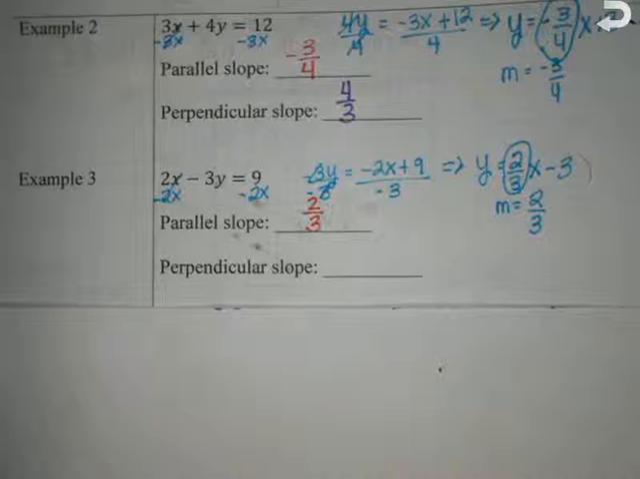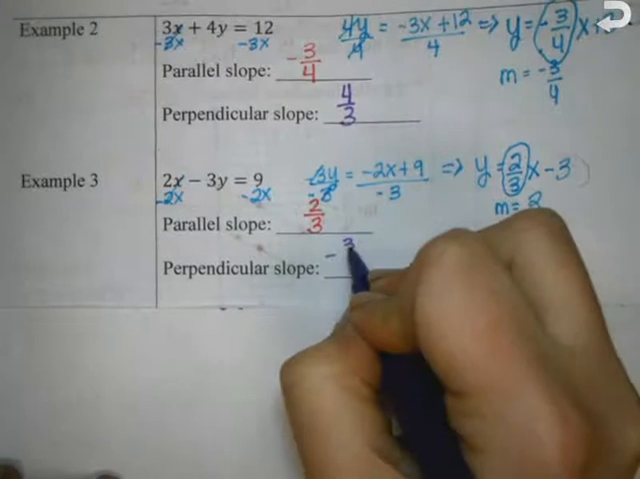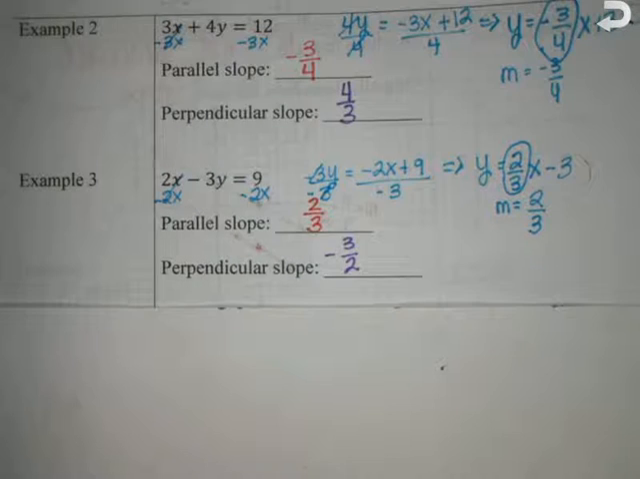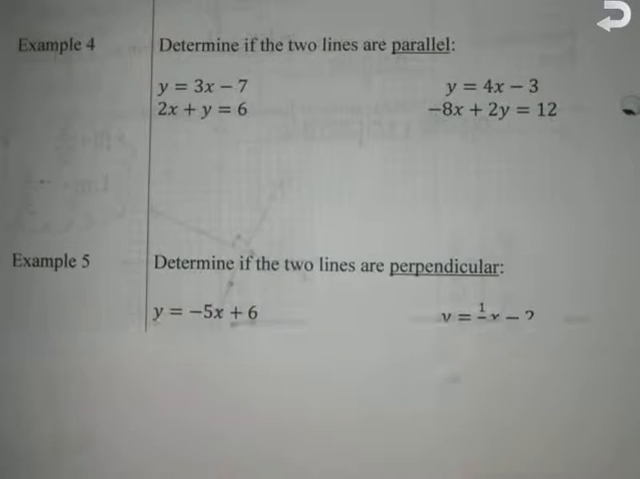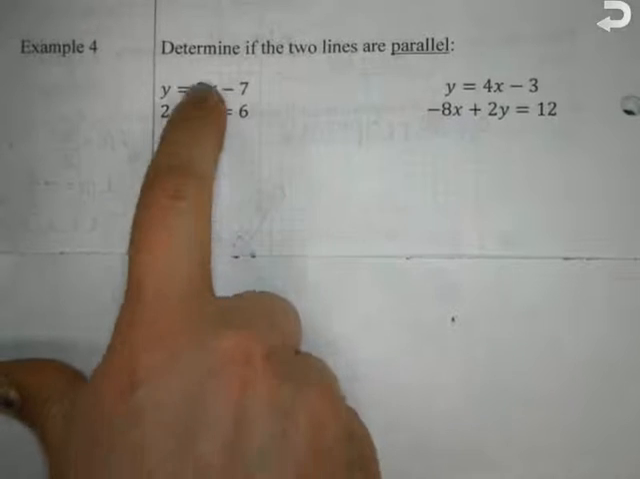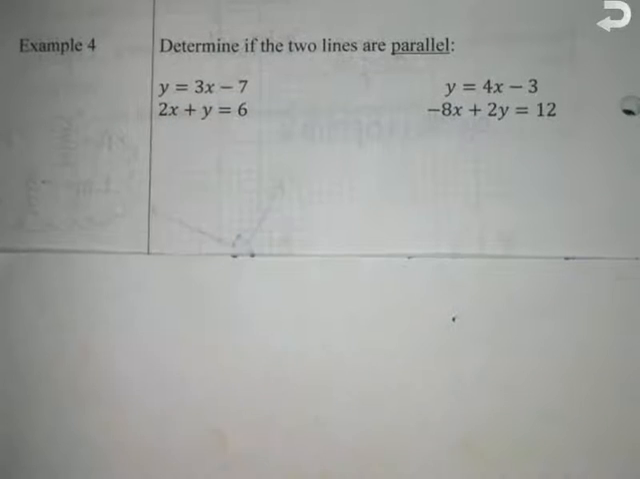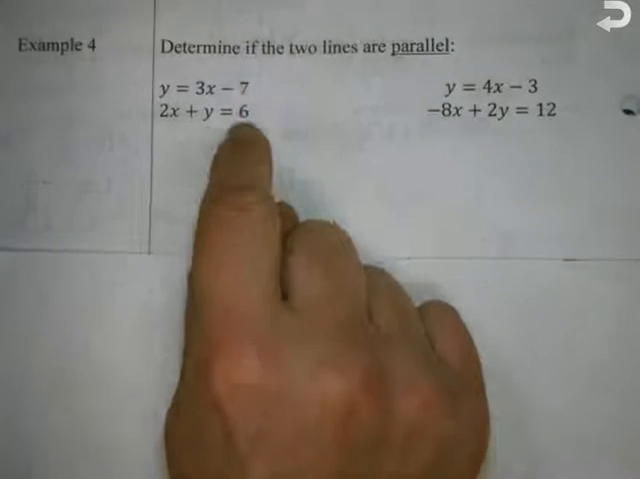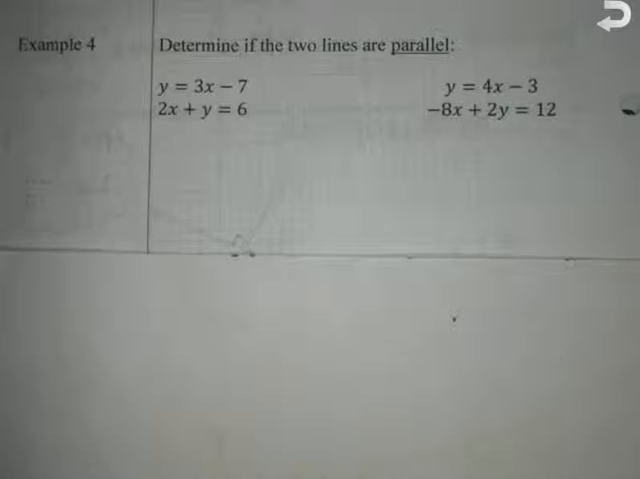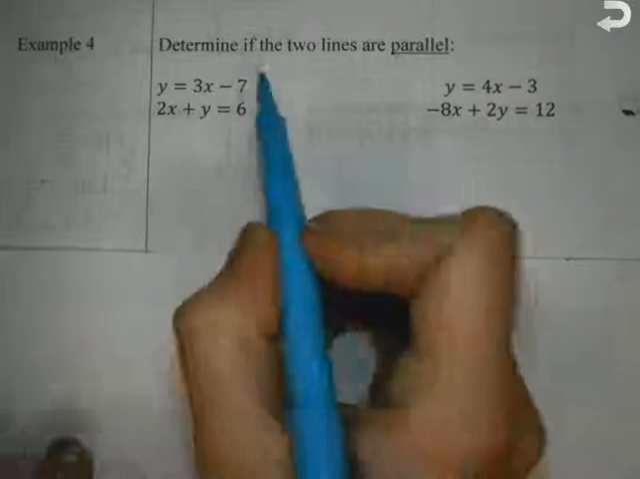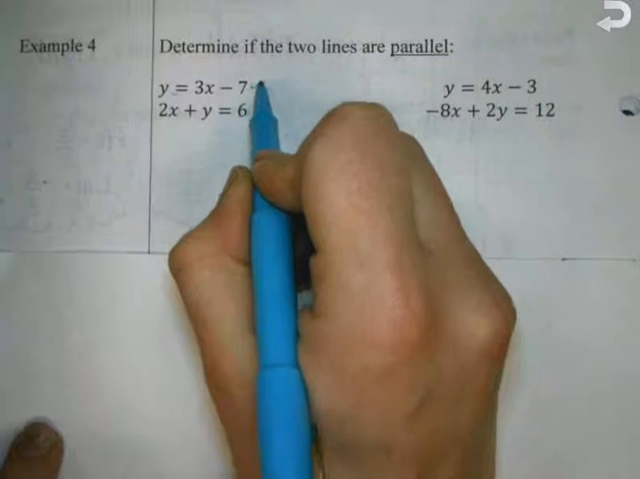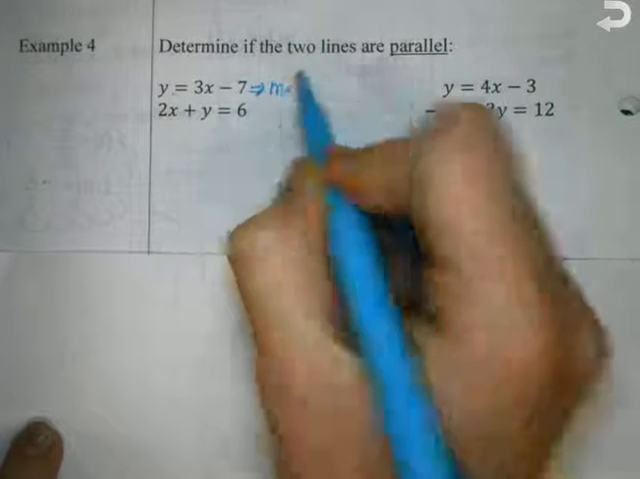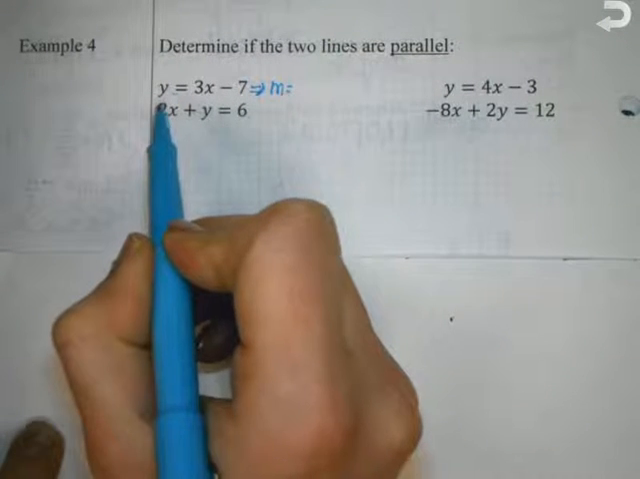Example 4, determine if the two lines are parallel. So we were given these two lines right here. What I have to do for these is I need to find the slope of each one of these. Now the first, we don't even have to graph it. Look at this first one. What's the slope here? Positive 3 over 1, right? Okay, we need to find the slope of this line.